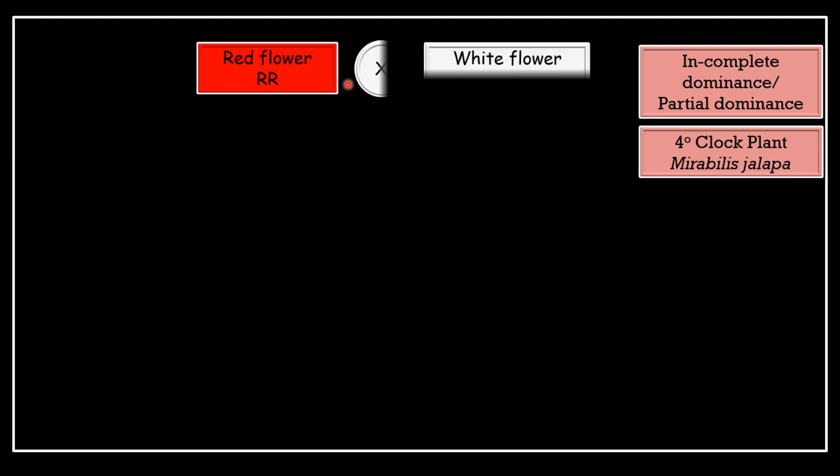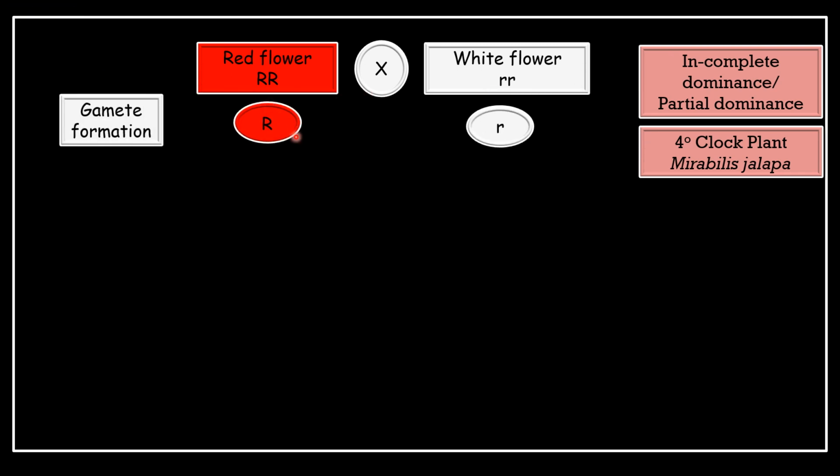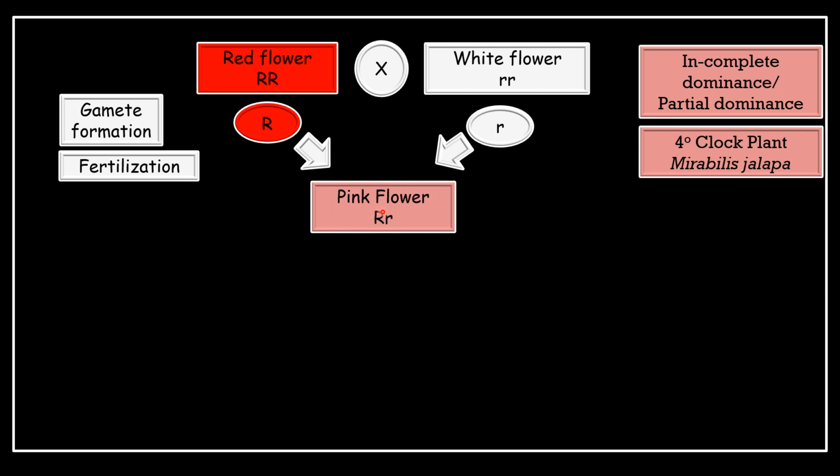Now, such an example is found in a plant called the 4 o'clock plant or Mirabilis jalapa. Let us take one example. Say red flowers are crossed with white flowers. Here the genotype of the red flower is RR, whereas the genotype of the white flower is rr. When the red flower produces gametes, it produces gamete R, and the white flower produces gamete r. During the process of fertilization, R fuses with r to form Rr.